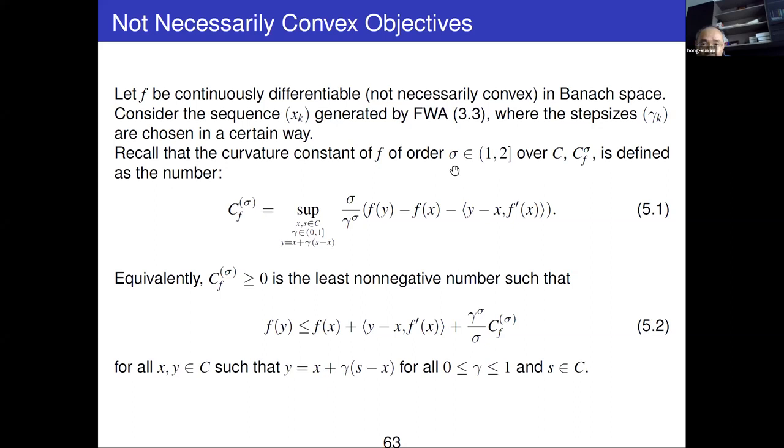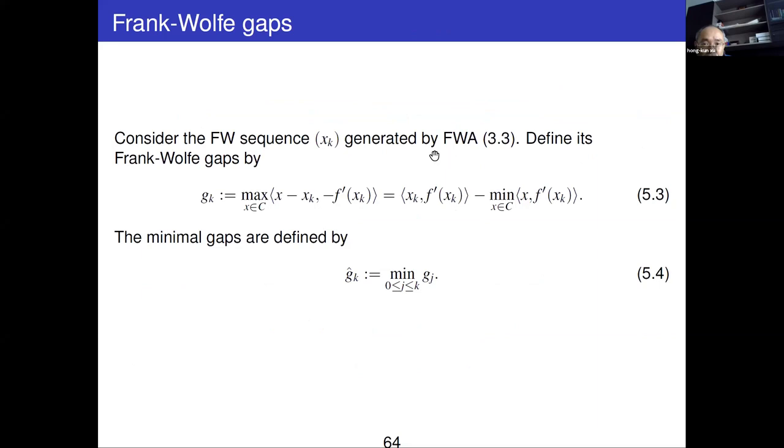Now, what is the convergence? In this case, we use the so-called FW gap, denoted by gk. That's the difference in 5.3, the difference of the two numbers. And we also need the minimum gap, that is the minimum of gk over the iterations up to k. Down here is the definition of the so-called minimum gap, g hat k.